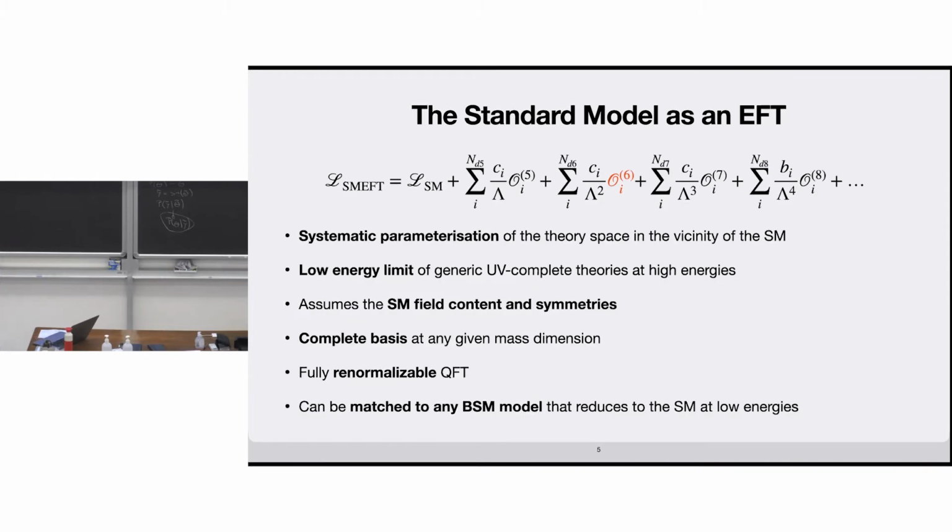Right, so the operators here, and in red is the dimension 6 one, depend on the SM fields, and you can form a complete basis at any given mass dimension. This means that if you write an operator randomly at dimension 6, I can reduce it through the equations of motion and integrating by parts to a subset that forms my basis at dimension 6, 7, and 8. This has been done, and there's a huge list, and this is the Warsaw basis. It's fully renormalizable order by order in this Lambda expansion.